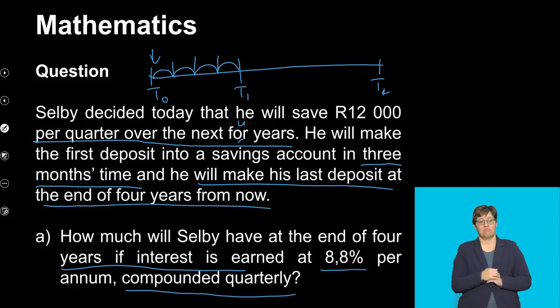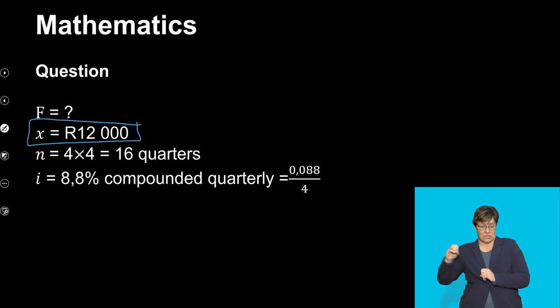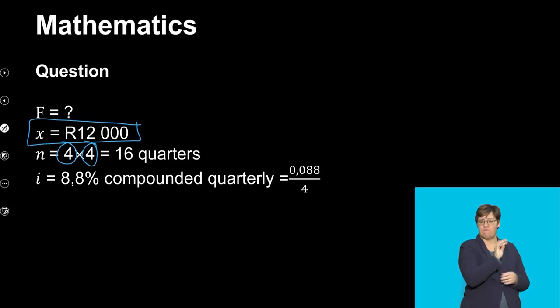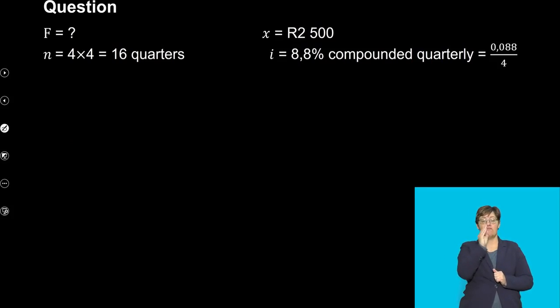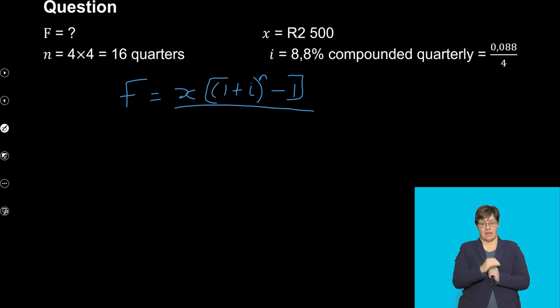Now, to look at our data, Selby is making payments of 12,000 for 4 years. Each year has 4 quarters, so that makes it 16 quarters, and 8.8% compounded quarterly is the same as 0.088 over 4. I will substitute this in the future value formula, which is F equals X into (1 plus i to the exponent of n, minus 1), all divided by i.